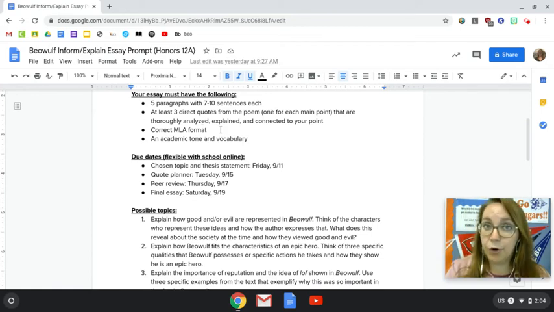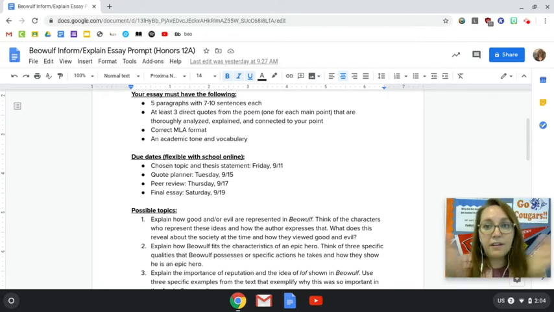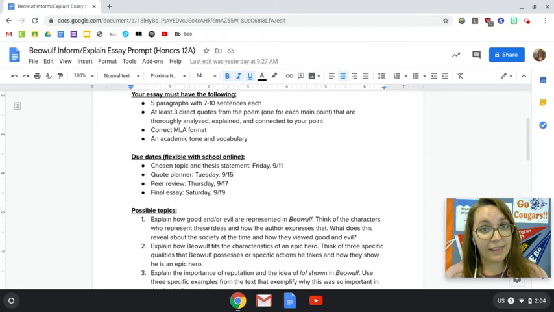Correct MLA format. So this means having your header, like your name, my name, the class, and the date, the title in the center, and making sure you have correct in-text citations after your quote, as well as a works cited page at the end. Again, we'll have a little assignment on how to do that correctly as well.